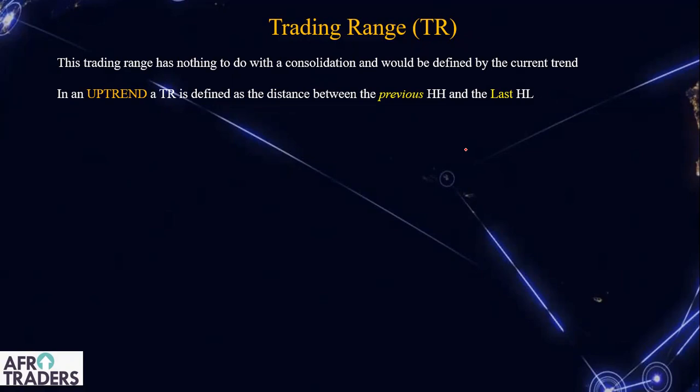Okay, so in an uptrend, a trading range is defined as the distance between the previous higher high and the last higher low. What this means is that if you're in an uptrend, you have a higher high, a higher low, a higher high. Now the distance between the previous higher high, which is this, because this is a new higher high. The previous higher high is this, and the last higher low is this. So the distance between them, this is your trading range. This is what it means.